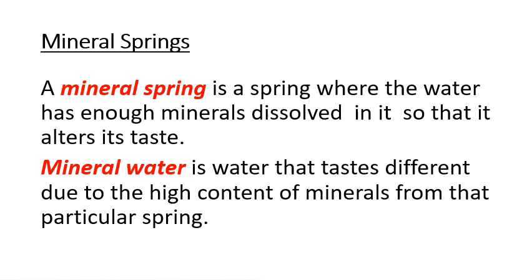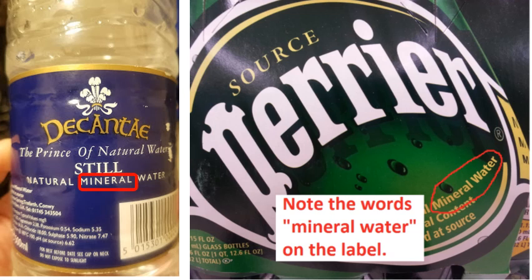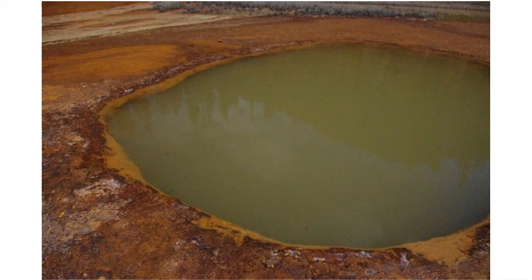Now, mineral springs. A mineral spring is a spring where the water has enough minerals in it, it's got a lot of minerals in it, so that it significantly alters the taste. And mineral water is water that tastes different due to the high content of minerals. Perrier and this other brand here will have the words mineral water written right on the label. And that tells you that it's not just spring water, it has a significant amount of minerals, and you're going to taste the difference.